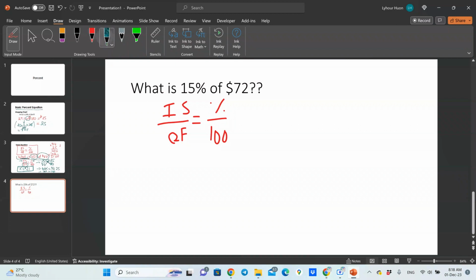Now, what is the number of is? We don't know, so we denote it as any variable. Let's say x is too much, so let's say a. Don't always denote it as x. What about of? It's $72. Okay, write the units. 72 equal to percent, 15 percent over 100.